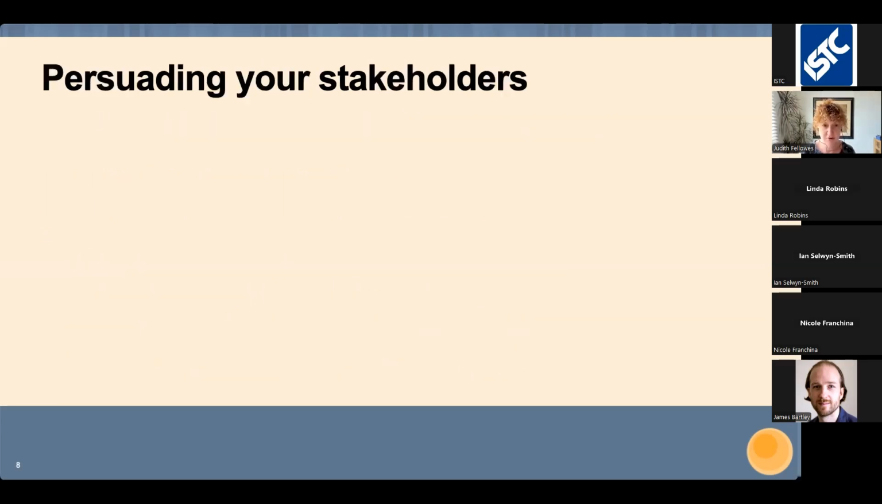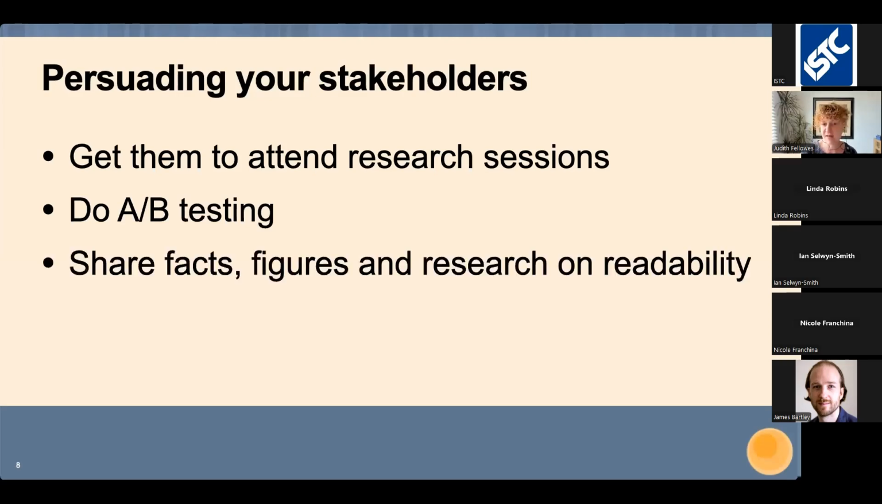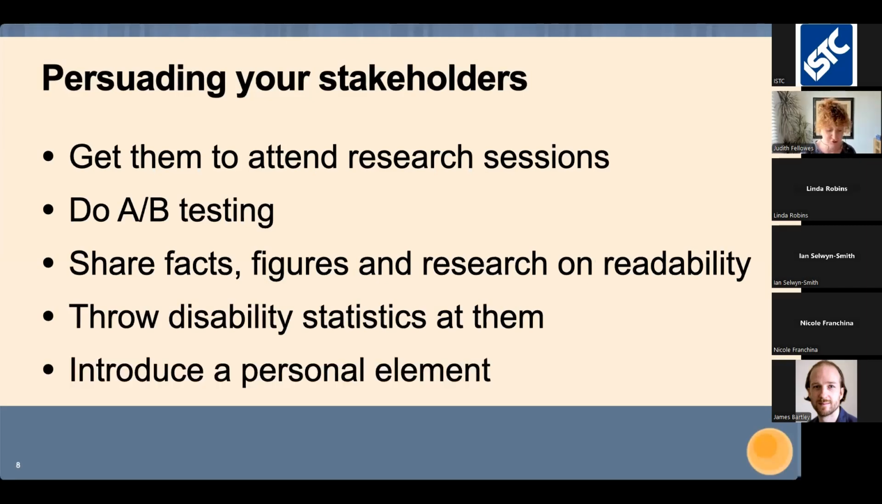So persuading your stakeholders. Well, things to do from a research perspective is get them to attend research sessions. Seeing is believing. Do A/B testing so they can see the real comparisons. So that thing that they really, really wanted, and they said, you absolutely have to do this, and this is the best, and they see that nobody actually understands it. That's very powerful. Share facts and figures and research on readability and what makes things easier to read, and throw those disability statistics at them as well. As I said, introduce that personal element.